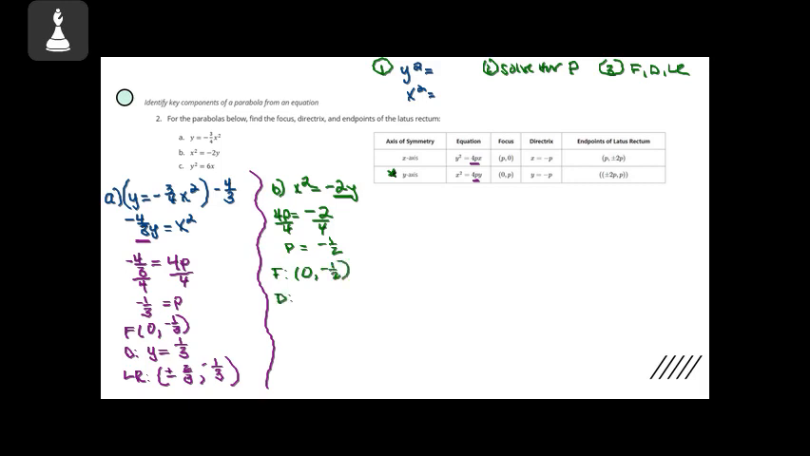And then our latus rectums here are plus or minus. So double this value. Well, if I double a half, that's 1. And then plus or minus p, so negative a half.